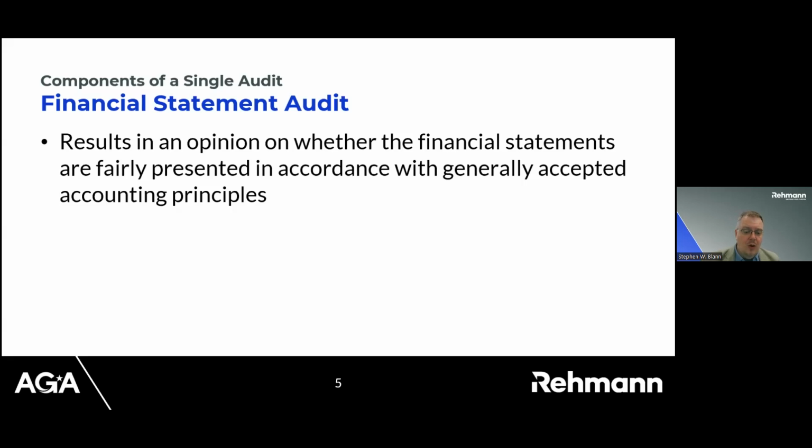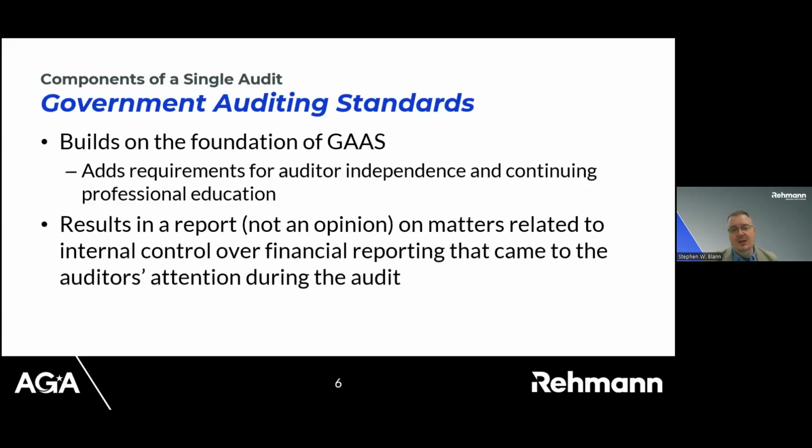But in order to qualify as a single audit, that financial statement audit has to be conducted in accordance with government auditing standards. Now, it's a little confusing by its name. Government auditing standards are issued by the Government Accountability Office, the GAO, but they don't apply to all governments, and they don't apply only to governments. A Yellow Book audit or a government auditing standards audit can be applied to any financial statement audit, and that can be of a government or a nonprofit or a college or a university.